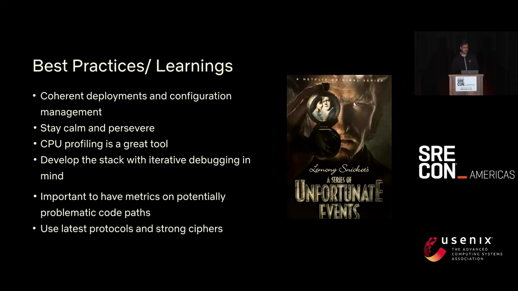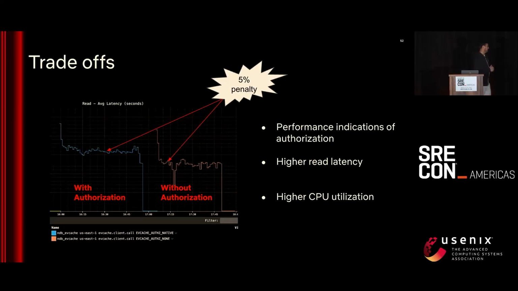And in the age of security, it's all the more important to use the latest protocols. Academia research is moving really fast. It's important to stay on top of security and have strong ciphers in place so that you are protected from malicious attacks. So what trade-offs do we make when we run our fleet secure?